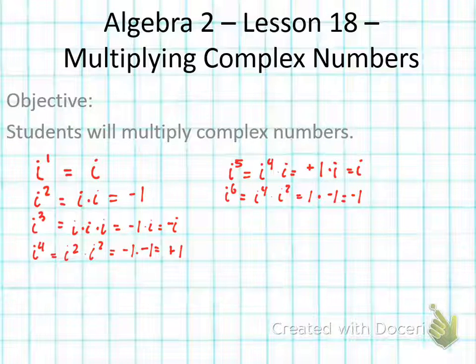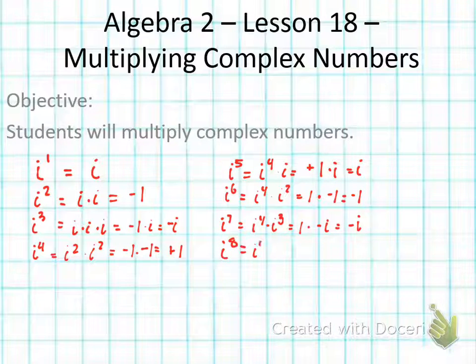What do you think i to the seventh is going to be then? Negative i, right? Because it's like saying i to the fourth times i to the third, which is just like saying 1 times negative i, which is just negative i. So what do you think i to the eighth is? 1, right? Because it's going to be i to the fourth times i to the fourth, which is 1 times 1. Okay? You follow me so far?